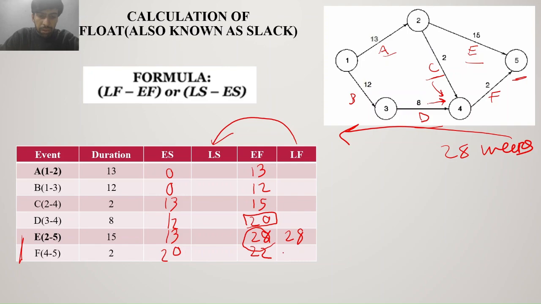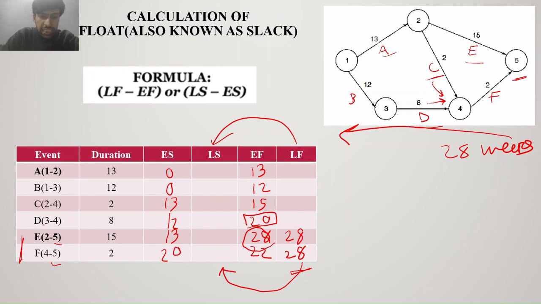For F, there's still time. It can finish in 28 weeks because 28 weeks is the time the project is ending. F can finish earlier, at 22 weeks, but there's scope. It can finish at 28 weeks too. We assume the latest finish of the last event, 5, as part of the backward pass, to be the project duration itself, which is 28 weeks. Now we go in reverse. We have the latest finish time here. We can easily use this to find the latest start.